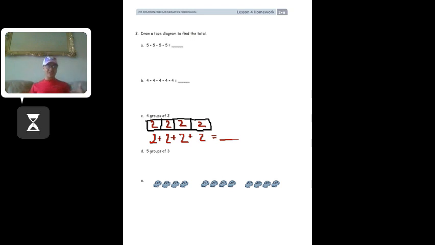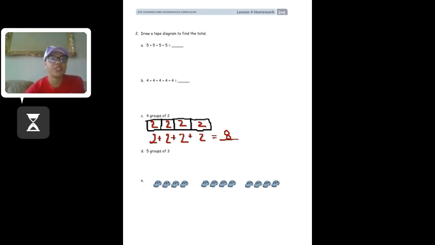So now let's find the answer. What is 2 plus 2? 2 plus 2 is 4, plus another 2 is 6. Good job. And then 6 plus 2 is 8. That's right, there's 8. So we're going to put 8 right there. So 2 plus 2 plus 2 plus 2 equals 8. So now I found the answer. 4 groups of 2 equals 8. Good job. And we made our tape diagram.